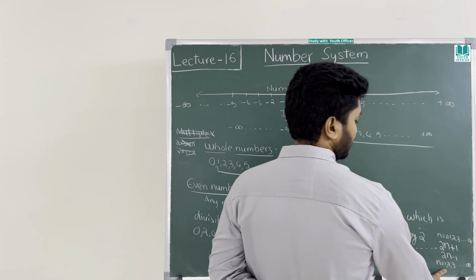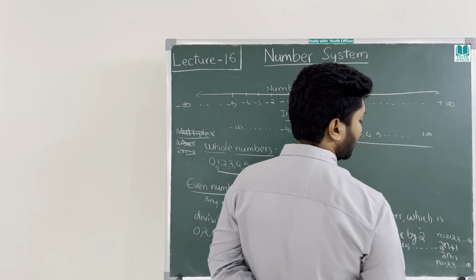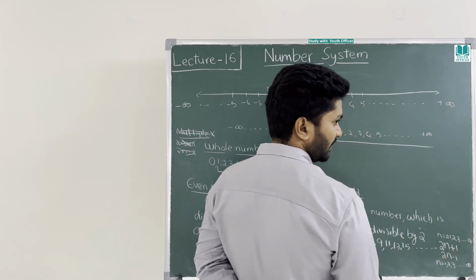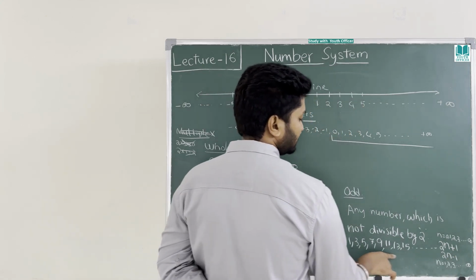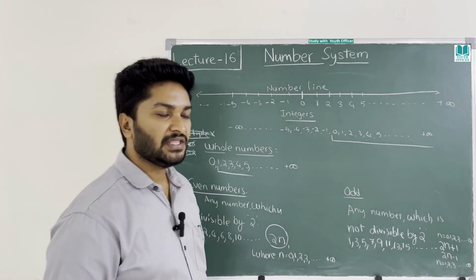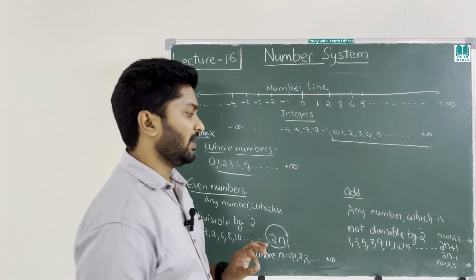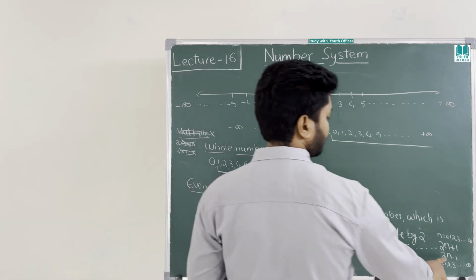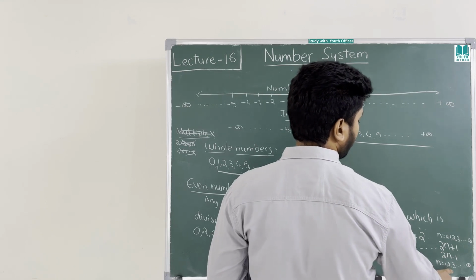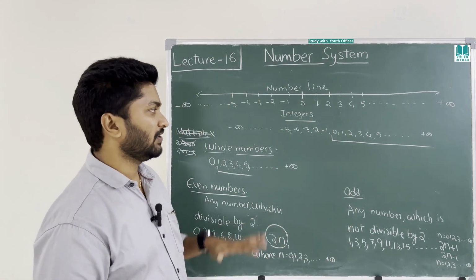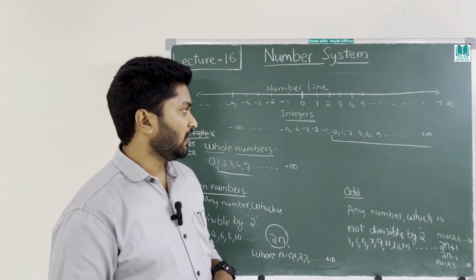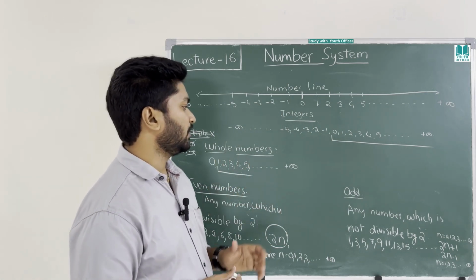Why didn't I take 0 here? If you put 0 here, what happens? 2 into 0 is 0, 0 minus 1. What will be the answer? Minus 1. But minus 1 is not in our list. That's why for 2n minus 1, the n value should be 1, 2, 3. We are not taking any negative numbers. We are taking only the positive numbers here. I hope this concept is very clear to you.